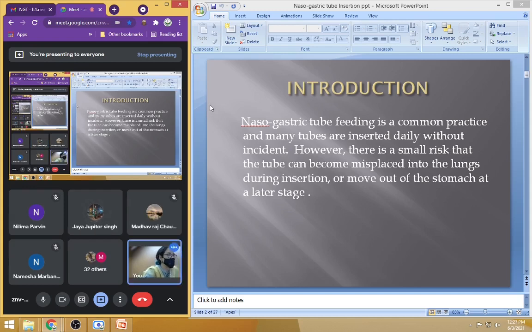Xiphoid process. Okay. These days the tube is already marked up to which part we have to insert the tube. It is easy. But anyway, before doing that, we usually try to measure and see whether it is okay or not, from our side also.